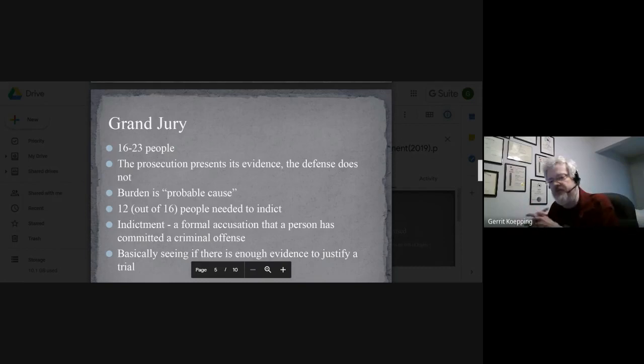That's sort of interesting. The burden, of course, is probable cause, so it's not beyond a reasonable doubt like what we call a petit jury. That's the jury that actually convicts you or acquits you. A grand jury is what we do to accuse you. You don't need a unanimous grand jury. It needs to be some sort of a majority, and how big that majority is depends on what municipality or jurisdiction you're in.